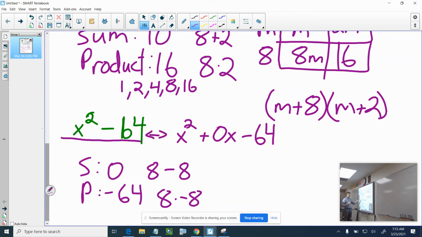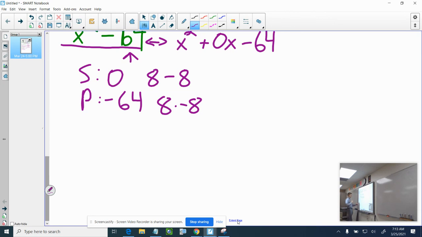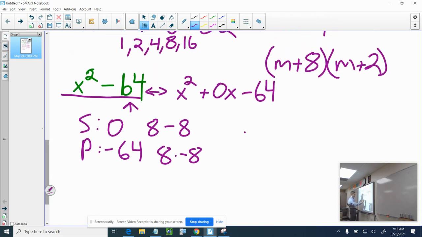When you see x squared minus 64, if you can take the square root of that number, and you want to take the square root of negative 64, you'd have to ignore the negative for that because we can't do the square root of negatives. Your calculator will give you an error. But if you can take the square root of that number, then you're going to have whatever that square root was. In this case, it's 8. So x minus 8 and x plus 8.